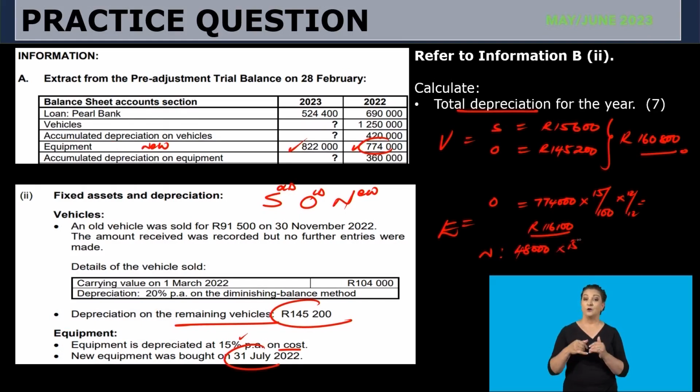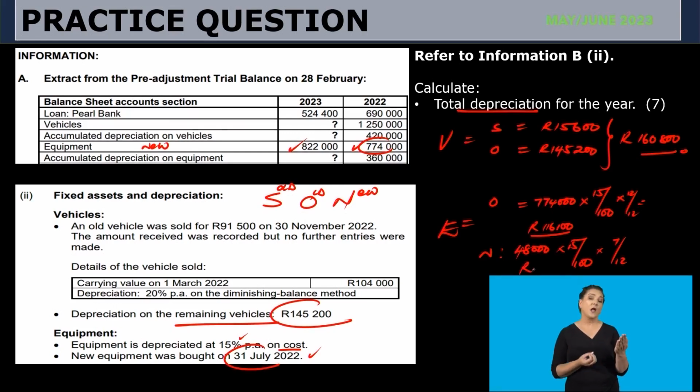And the depreciation rate is at 15%. For how many months did we have that? New equipment on the 31st of July. Do I count July then? Certainly not. Where do I start? August. August, September, October, November, December, January, February. Then the financial year ends. How many months is that? 7. 7 over 12.